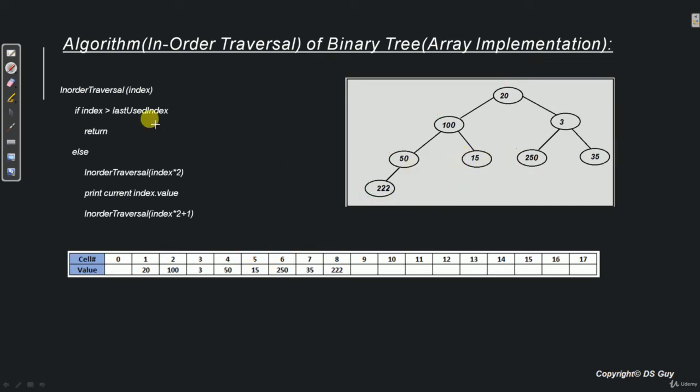subtree. So if you see that the algorithm is exactly same, the only difference is here we are calling with a new argument which is index into 2 instead of saying root dot left. Similarly, here we are saying index into 2 plus 1 instead of root dot right. Fine. So I hope you have understood how the in-order traversal of a binary tree works in case of an array implementation. Now let's see what is the time and space complexity of this algorithm.